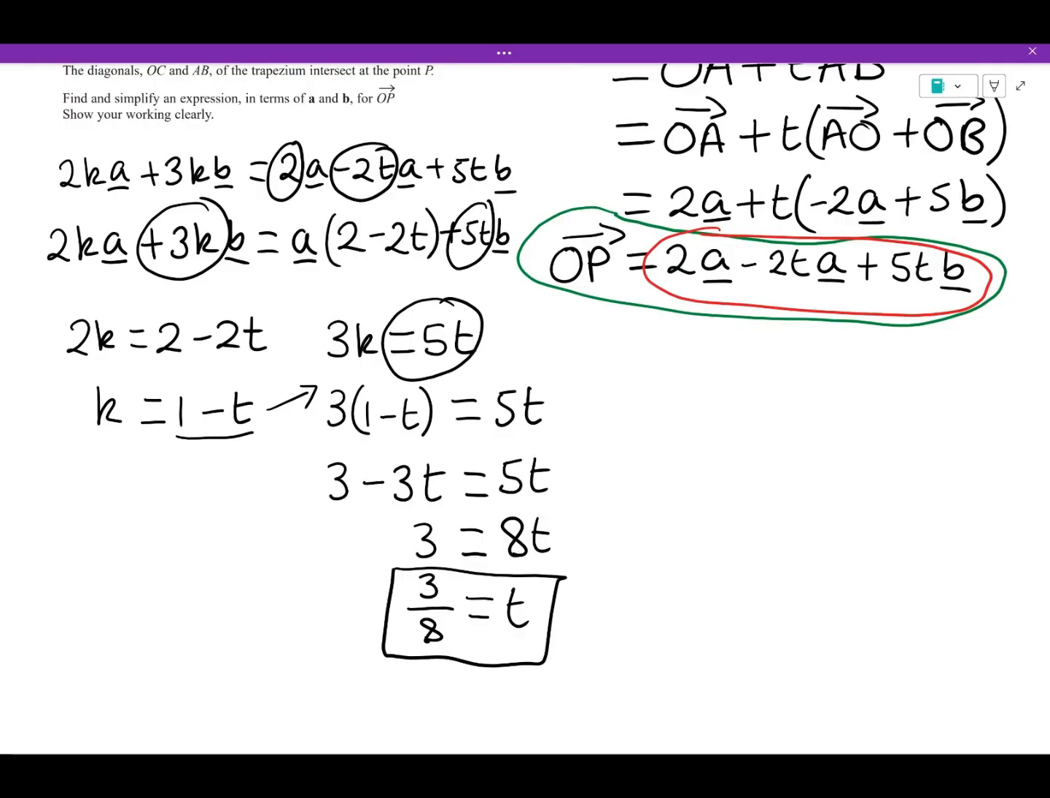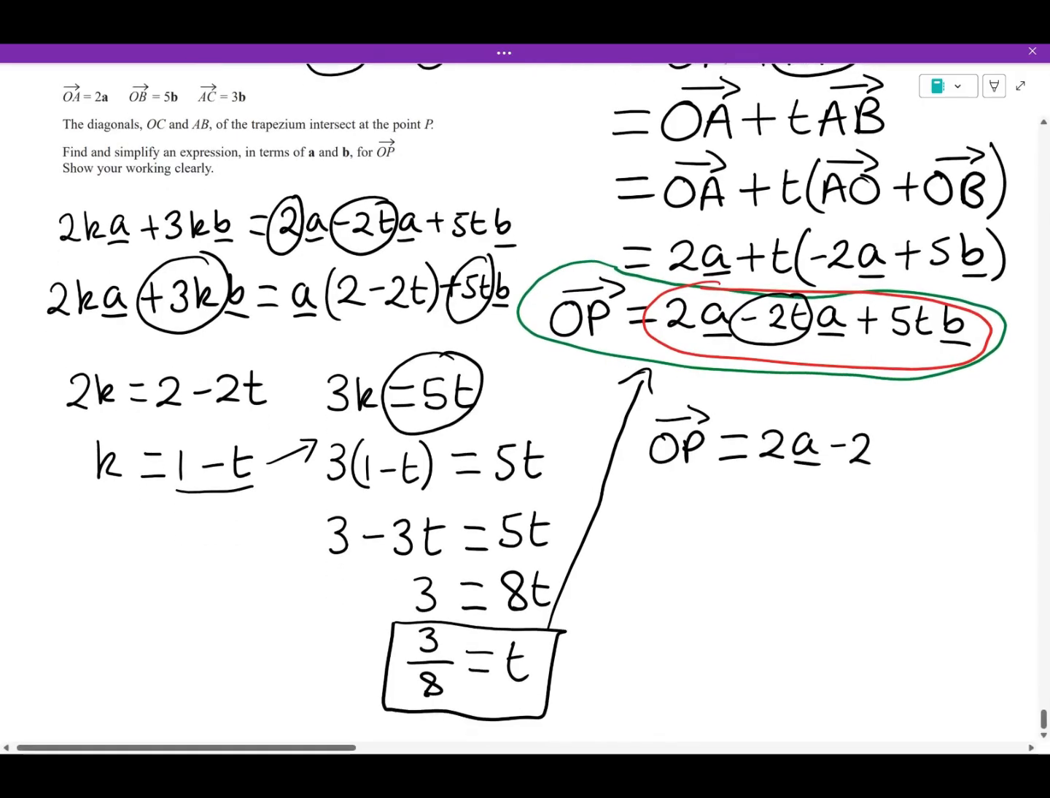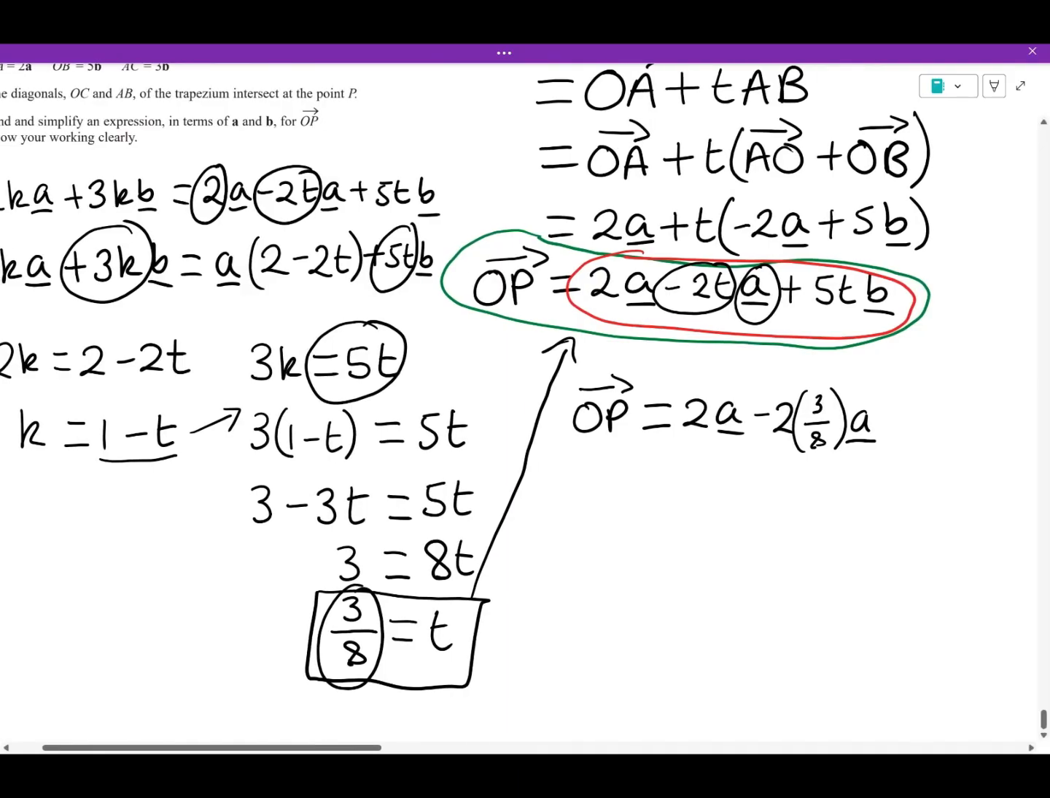So what I now can do is go and substitute it in to this expression here to find O to P, which is going to be my final answer. So O to P is going to be equal to, and then we've got 2a here. And then we've got next, we've got subtract 2t times a. So I'm going to write subtract 2. And I'm going to sub in my value for t, which was 3/8. So I'm going to put 3/8. And then I'm going to write my a in. And then my final term is the 5tb. So I'm going to write 5t, but in place of the t, I'm going to put the 3 over 8. And then finally, I'm going to write in my b here.